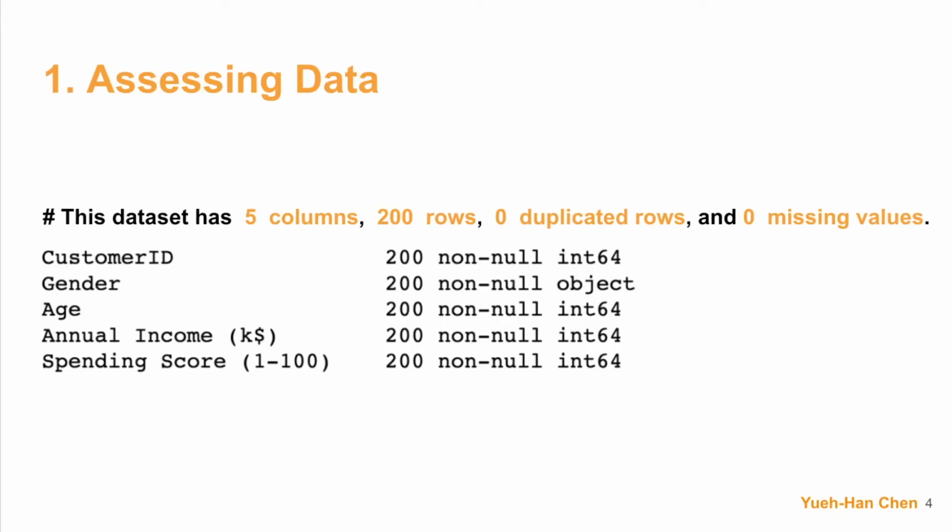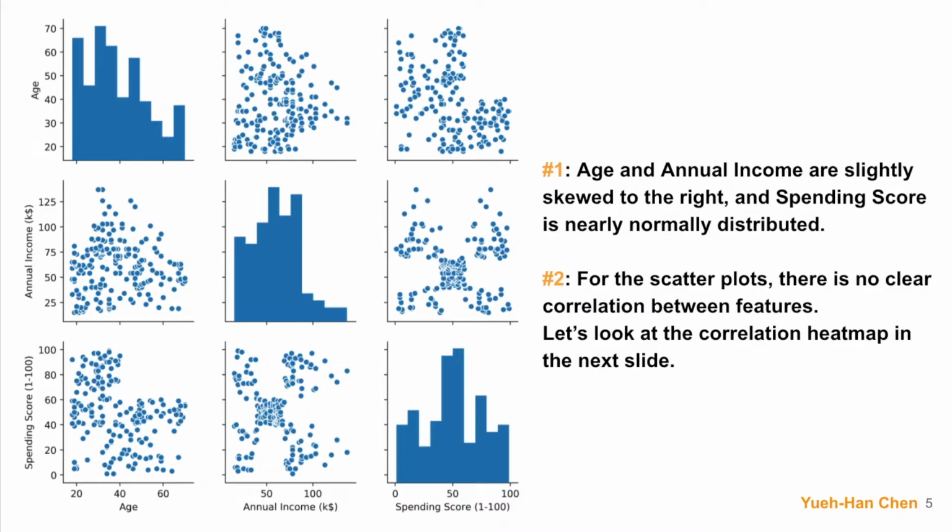Now let's first look at the first step, assessing data. This dataset has 5 columns, 200 rows, 0 duplicated rows, and 0 missing values, meaning that we don't have to do a lot of cleaning. Now let's look at the distribution among features. This is the age distribution, this is the annual income distribution, and this is the spending score distribution. Age and annual income are slightly skewed to the right, but not too strongly, so I didn't do normalization here. The spending score is nearly normally distributed.